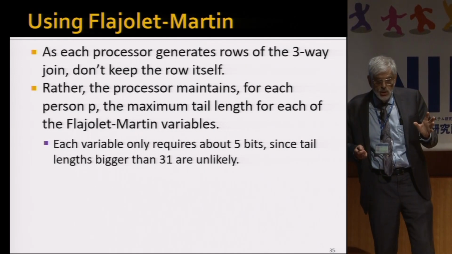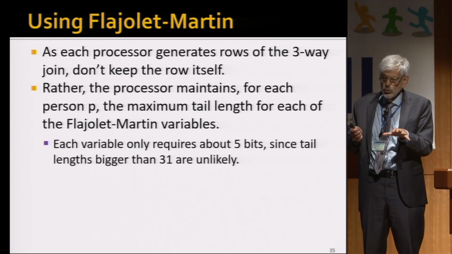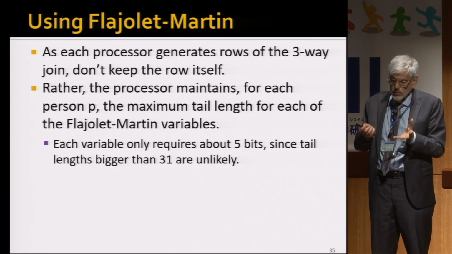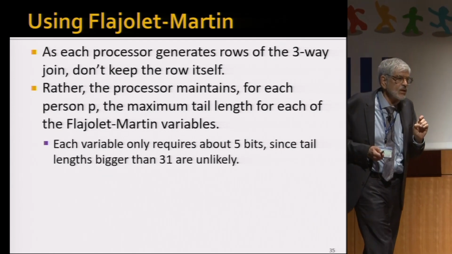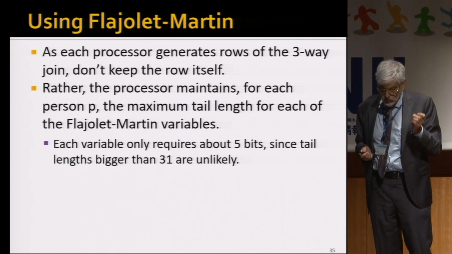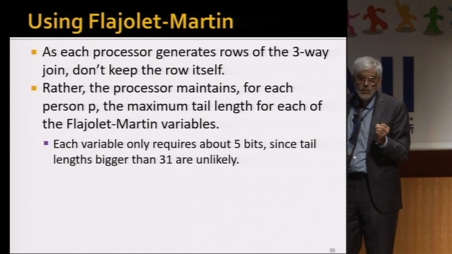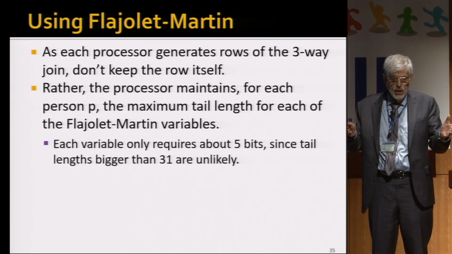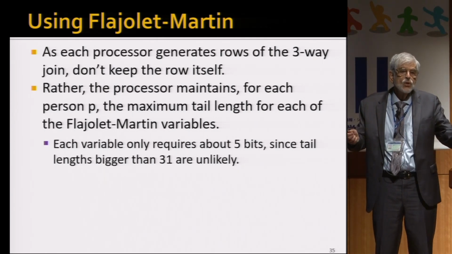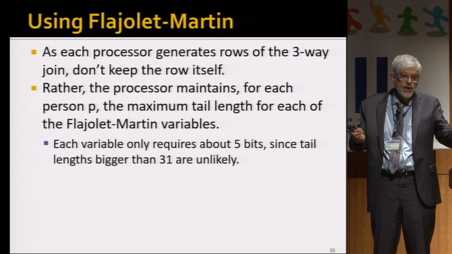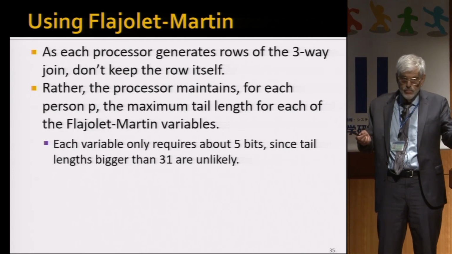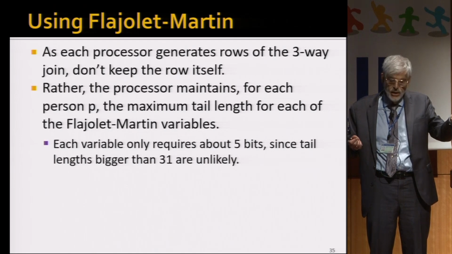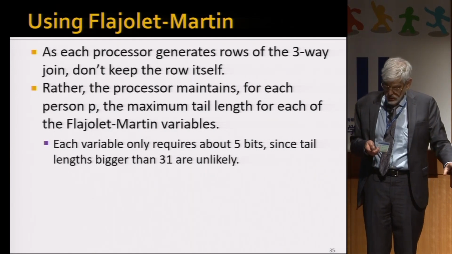So as I said, coming back to this problem, the reduce function is generating triples of rows that join together. We're not going to keep the row itself. All we want to do is to keep track of the maximum tail length for each person. So if I find a path of length 3 that goes from person P to person Q, then for each variable, I use its hash function to see what the tail length of person Q is, and if it's bigger than the biggest tail length I've seen so far, then I change the value of that variable to this new larger tail length.